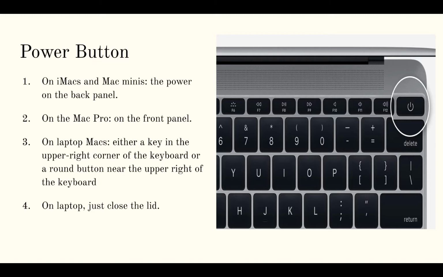So, power button. The position of the power button on Macs and MacBooks is different. On iMacs and Mac Minis, the power button is on the back panel. On the Mac Pro, it is on the front panel. And on laptop Macs, it is either a key in the upper right corner of the keyboard, like this, or a round button near the upper right of the keyboard.